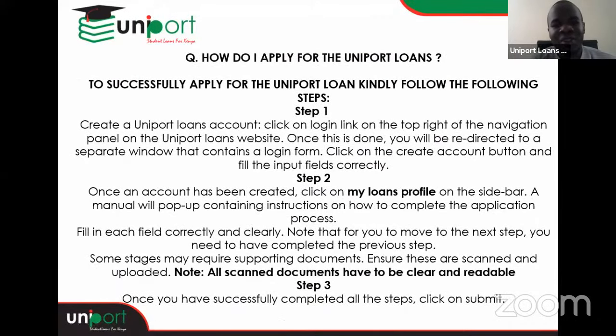Then, how do you apply for the loan? To successfully apply for this product, you will follow the following steps. You create a Uniport Loans account. So you access our website, which is www.uniportloans.co.ke. On the top right of the navigation panel, you will see a button called Login. Once you click on it, you are redirected to a separate window that contains a login form. Right below sign in, you will see a button called Create Account. That is where you begin. To create an account, you will need a valid ID number and a valid email address.